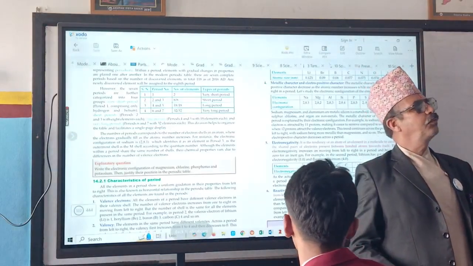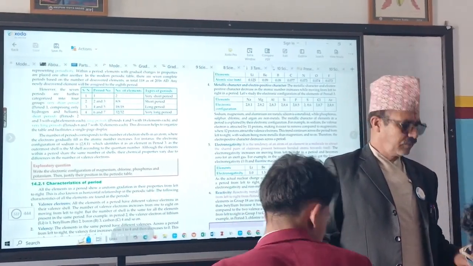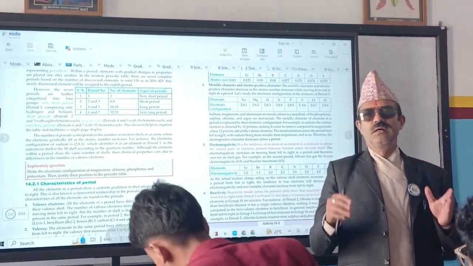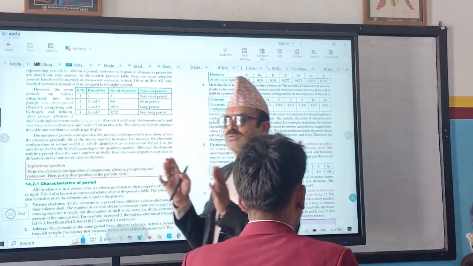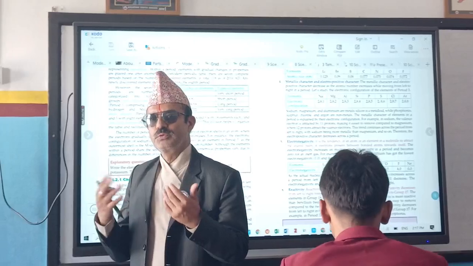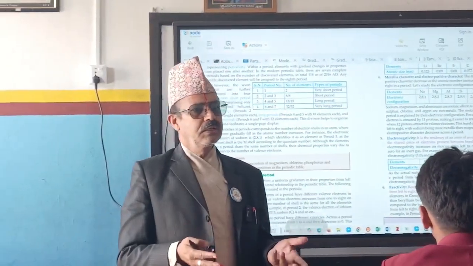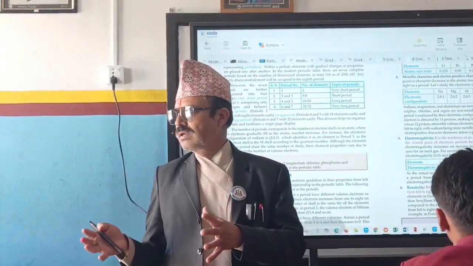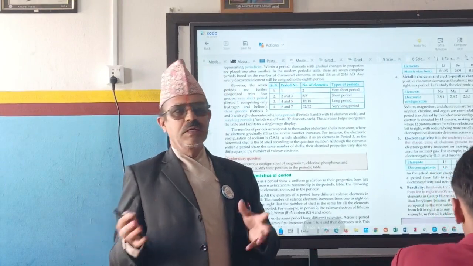Here we have to remember the position of elements in the periodic table. Position of elements, like what do you call the elements which are kept in group 1A, group 2A, group 6A, subgroup B, and group 18?